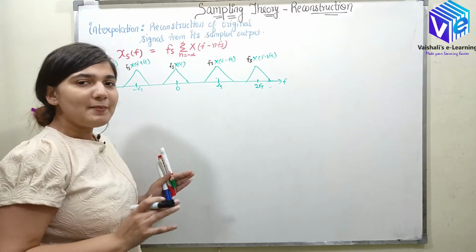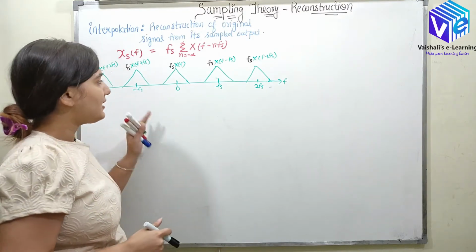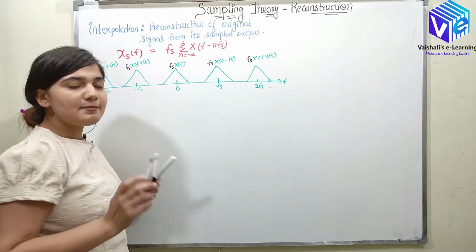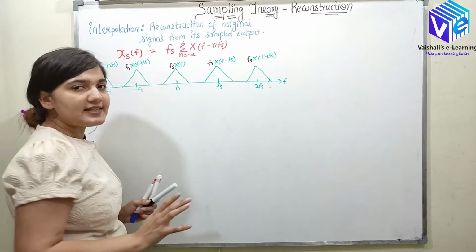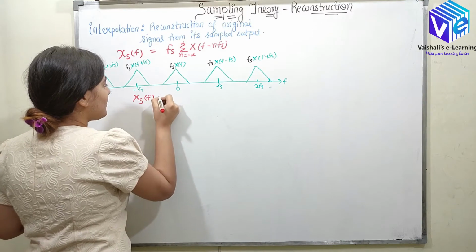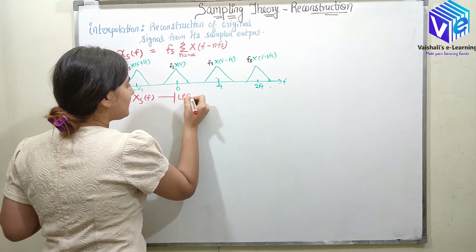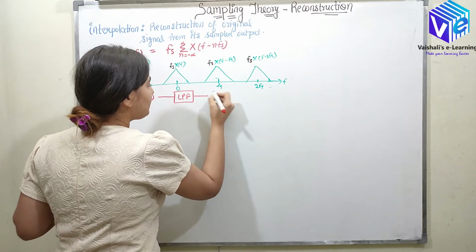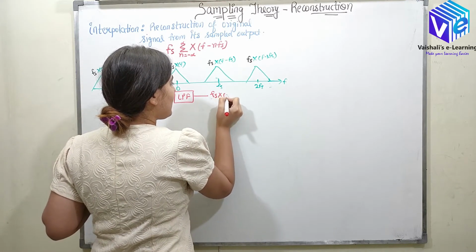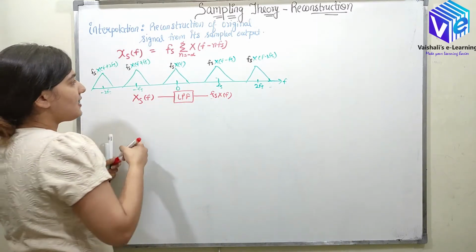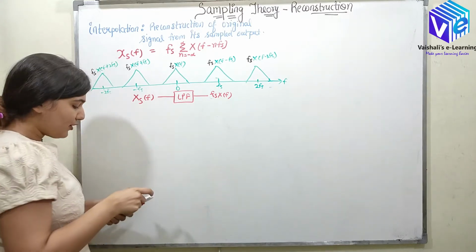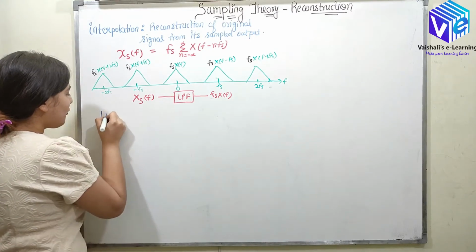Now, in my previous video I told you I can use a low pass filter to extract this signal. This signal represents Fs into X(f). Whenever I pass Xs(f) through the low pass filter, I'll get Fs into X(f). So from here you can see, if I pass it through the low pass filter, I'll get Fs into X(f).